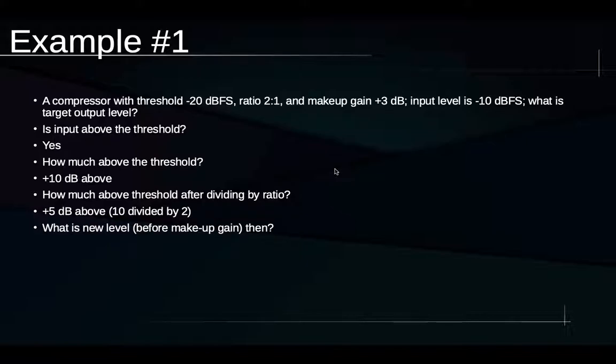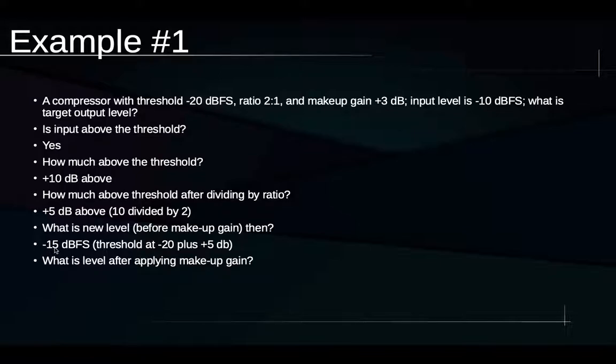And when we add that to the threshold, we'll get our new level before makeup gain. So our threshold at minus 20, and now we add 5 decibels above that, our target level is going to be at minus 15 before makeup gain. And after we apply the makeup gain of plus 3, we're left with a final target level of minus 12. So this compressor took something that was at minus 10 and pushed it down to being at minus 12 instead.